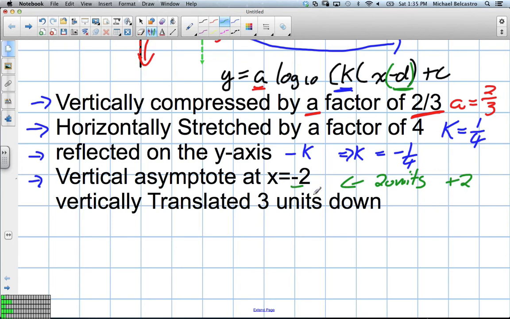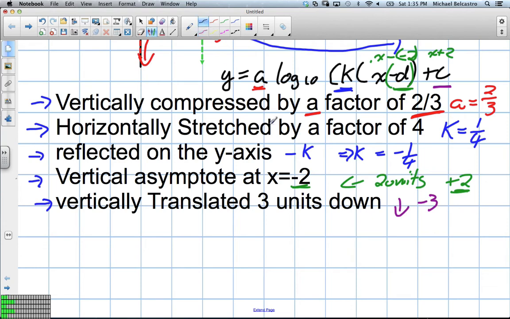Now technically you are plugging in -2, because it's going to say x minus -2, and that's what creates the x plus 2. So that's where we get the operation of +2. And finally, translated 3 units down. That's going to be our C value. Because we're going downwards, we're -3.